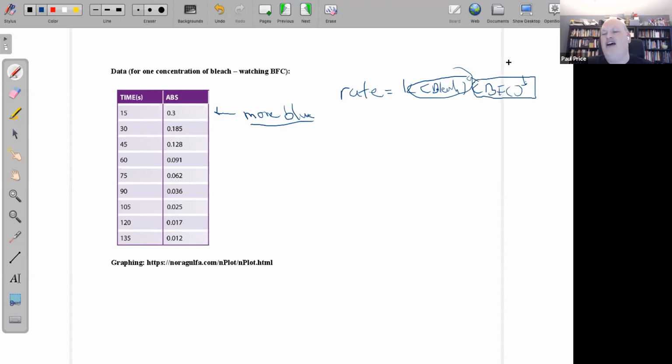So my question for you is, how can I figure out the value of B based upon this data, which is something we see all the time on the AP chemistry exam? So what can I do to figure out that value of B based upon the data? What graphical techniques could I use?